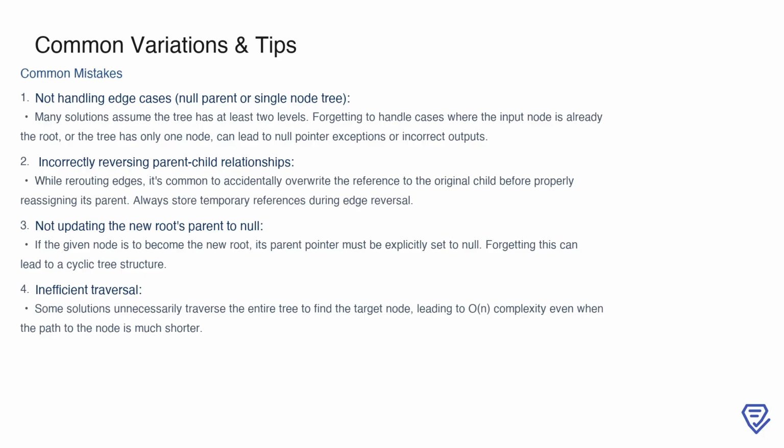Another frequent mistake is incorrectly reversing the parent-child relationships. While rerouting edges, it's easy to overwrite the reference to the original child before properly reassigning its parent. To avoid this, make sure to store temporary references during the reversal process.